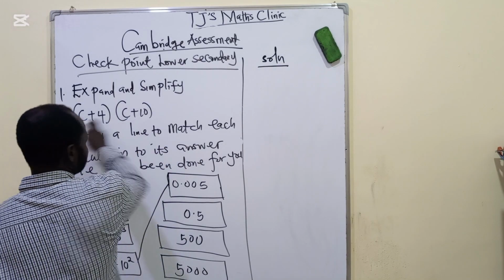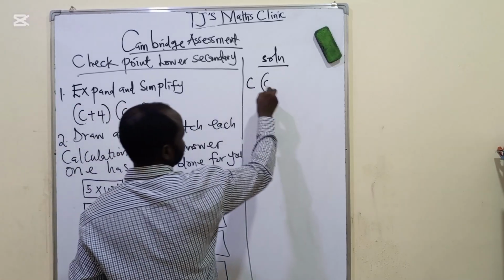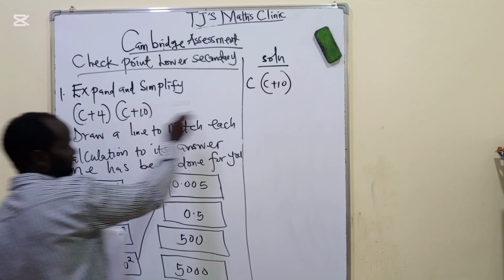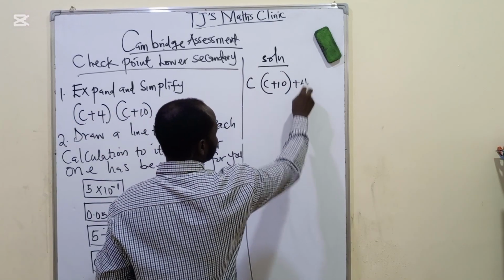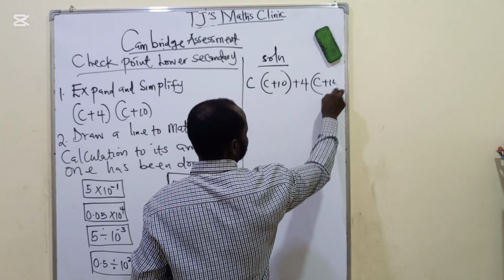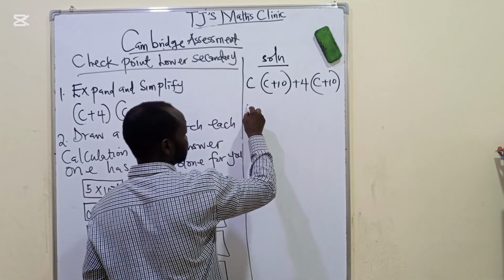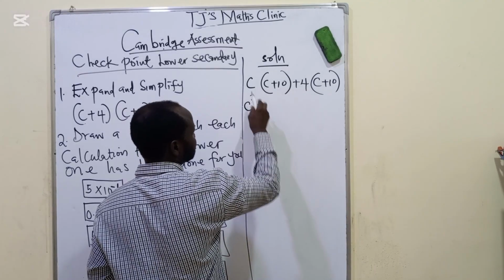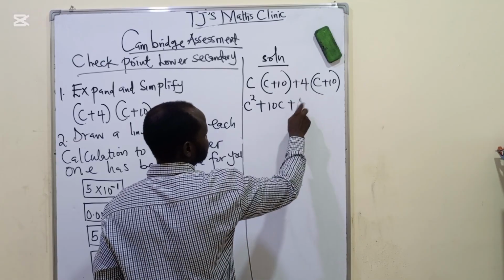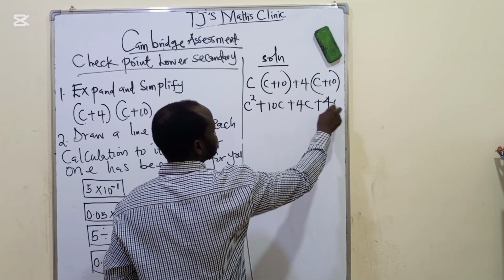We pick the first term here, which is c. We multiply it by the entire bracket, which is (c + 10). We pick the next term, which is +4. That will be +4 multiplied by the entire bracket, (c + 10). The next thing to do is to clear the bracket. c times c, of course, is c squared, plus c times 10, that's 10c, plus 4 times c, that's 4c, plus 4 times 10, that's 40.